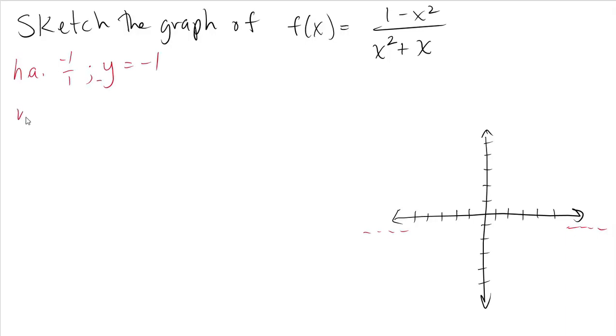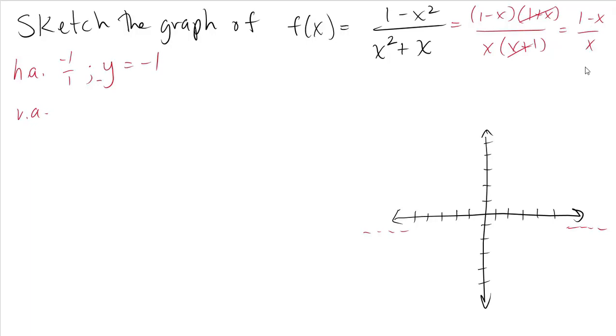To find the vertical asymptote, I need to get the function factored. The numerator factors to 1 minus x times 1 plus x. In the denominator I can factor this to x times x plus 1. 1 plus x and x plus 1 are the same factor, those cancel. And so this reduces to 1 minus x over x.